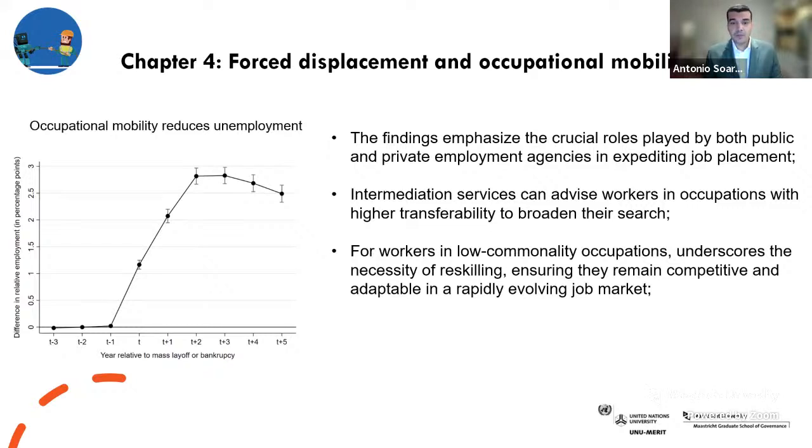In terms of policy recommendation, the findings emphasize the crucial roles played by both public and private employment agencies in expediting job placement. Take, for instance, the case of workers with high skills transferability. Intermediation services can advise them to broaden their search and then facilitate job finding. For workers in low commonality occupations, our results stress the necessity of reskilling, ensuring they remain competitive and adaptable in a rapidly evolving job market.